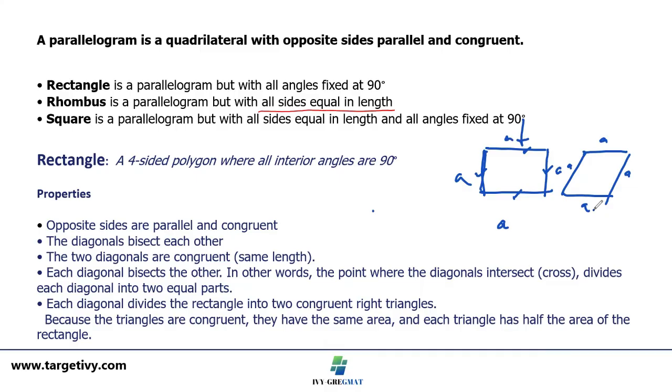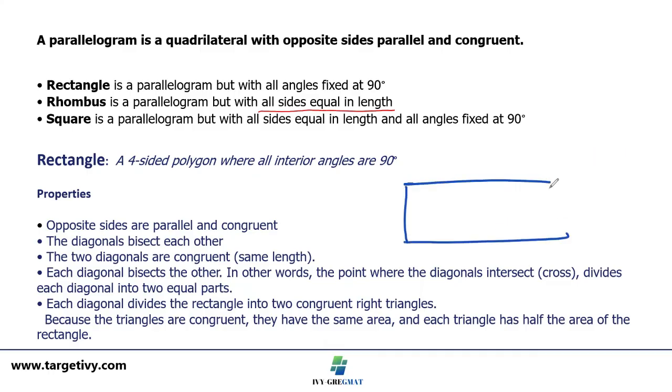A rectangle is a four-sided polygon with all interior angles at 90 degrees. So this is a rectangle. All interior angles are 90 degrees. Opposite sides are parallel and congruent. Opposite sides are parallel as well as equal. The two diagonals are congruent. That means if I draw D1 and D2, they are equal.